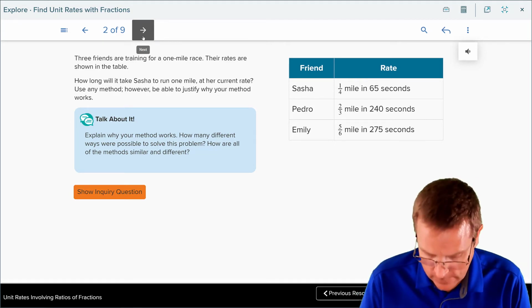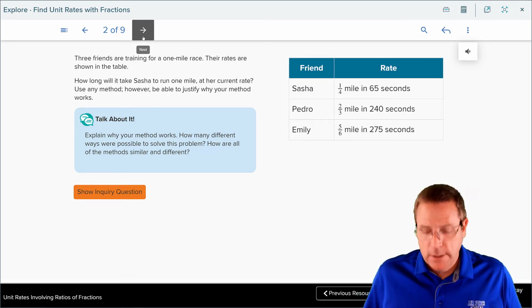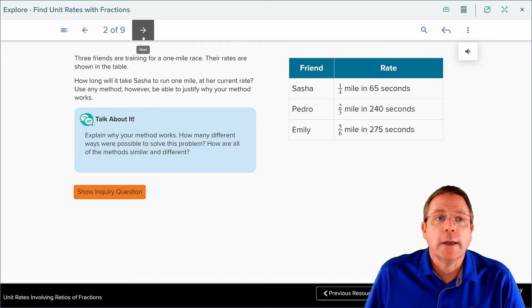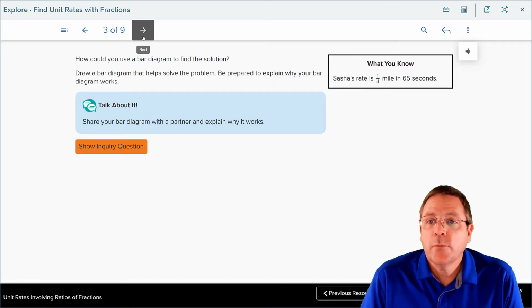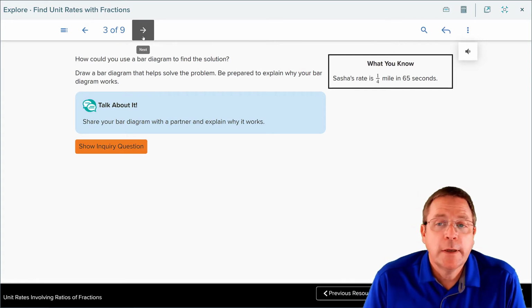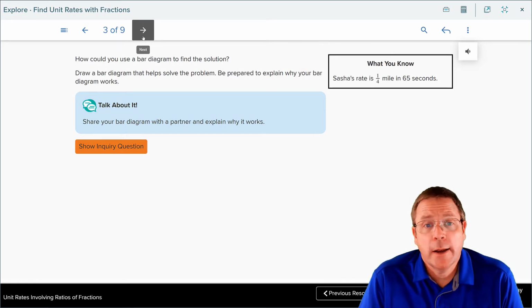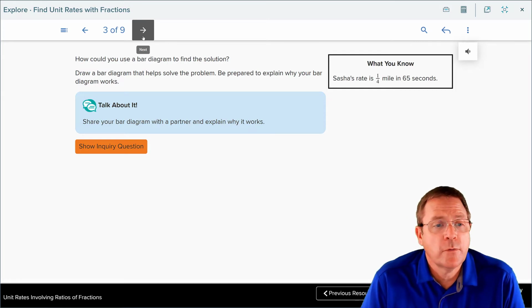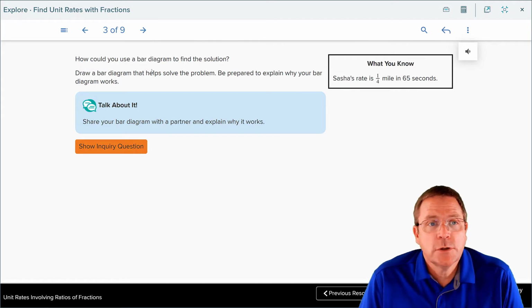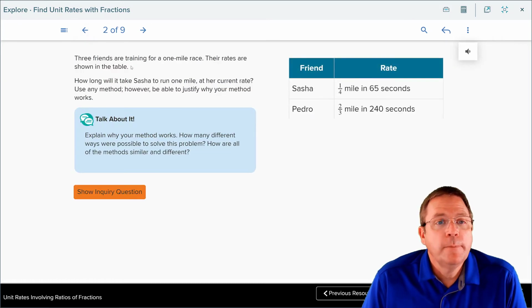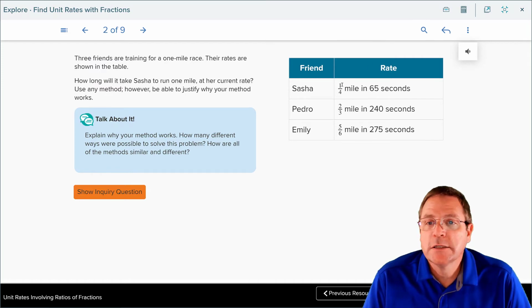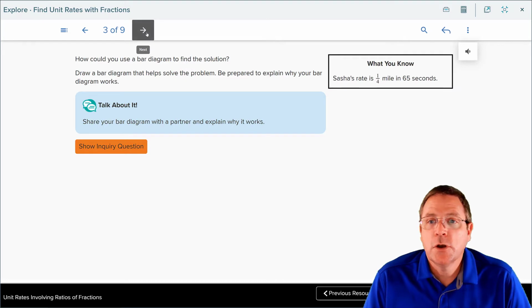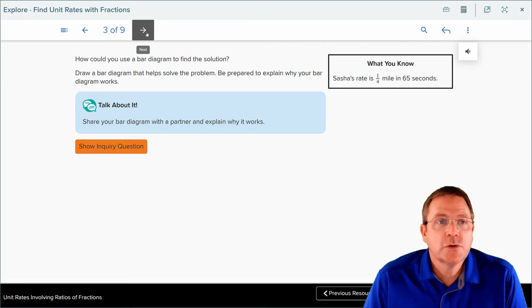Well, I think what I'm going to do is solve this by creating a unit rate. But that's not the first way the textbook decided to do it. The textbook decided they wanted to use a bar diagram, so we will use their method first. Now remember, we have the inquiry problem here where we wanted to find out how fast Sasha was able to do 1 mile, right? And we can see in our problem that Sasha ran a 1/4 mile in 65 seconds. So, with that in mind, we're going to use a bar diagram as our first approach to solve this problem.